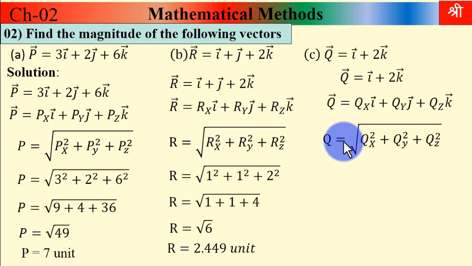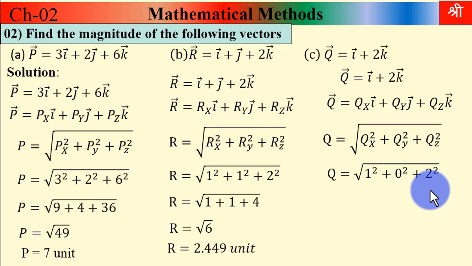The formula is the same. The magnitude of the resultant vector in terms of rectangular components is square root of qx square plus qy square plus qz square. Now keep qx equal to 1, qy equal to 0, qz equal to 2. Substitute the values. 1 square will be 1, 0 square will be 0, 2 square will be 4. So 1 plus 0 plus 4 is 5. Determine the square root of 5. See the square root of 5 in the log table.